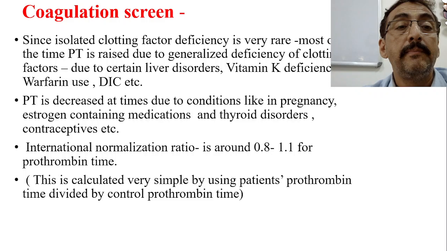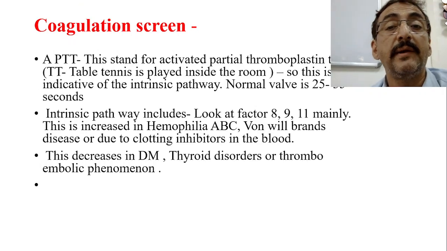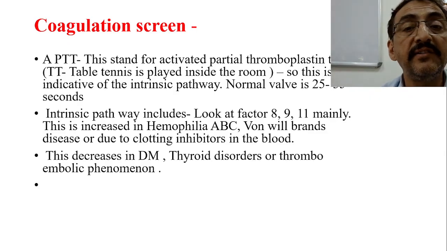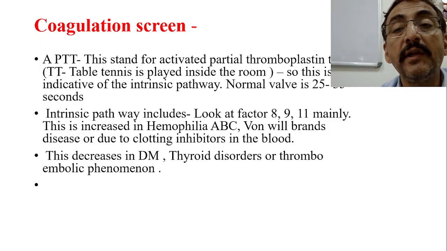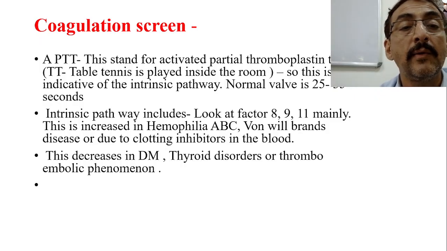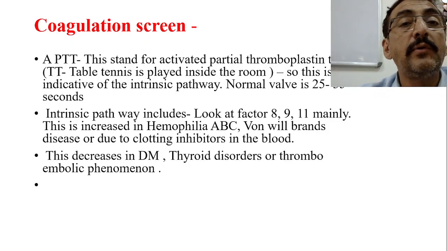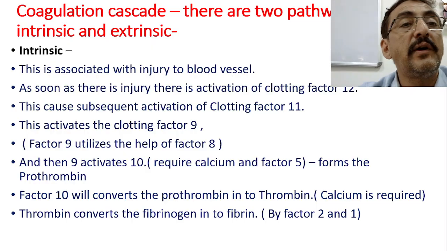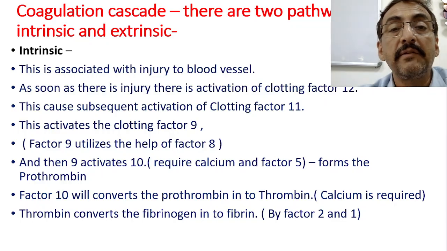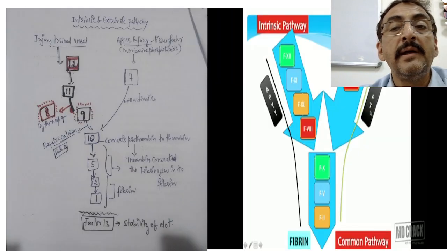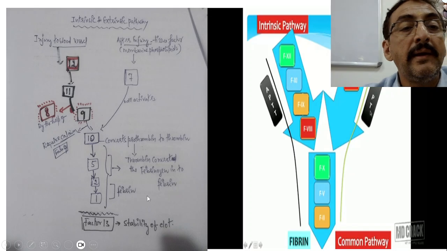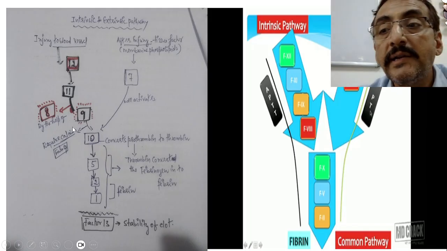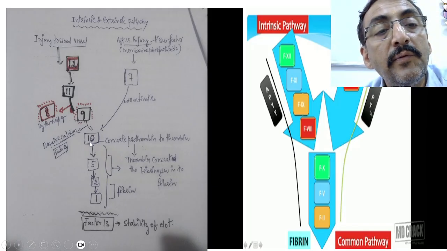If you look at the intrinsic pathway, the APTT will decrease in some conditions like diabetes mellitus, thyroid disorders, thromboembolic phenomena, etc. So this is all about the basic coagulation screen, and this is nothing but the coagulation cascade. Already we know that there are two pathways, intrinsic and extrinsic. What we are trying to explain I have given in this format, and this is a picture if you want. If you look into the intrinsic pathway, factor number 9 will be converted into factor number 10.